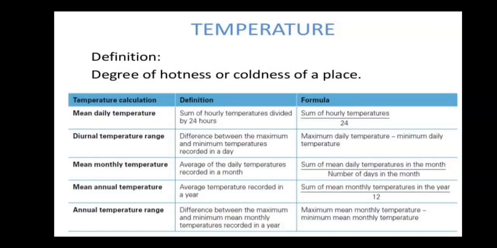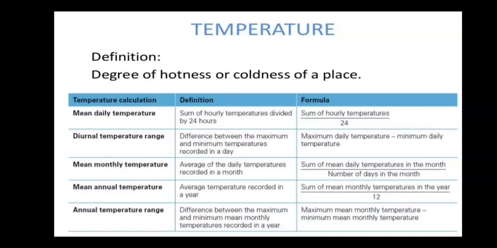Diurnal is daily temperature range. Difference between the maximum and minimum temperature recorded in a day. Mean monthly temperature. Average of the daily temperatures recorded in the month. So how are we going to calculate that? Sum of mean daily temperatures in the month divided by number of days in the month.